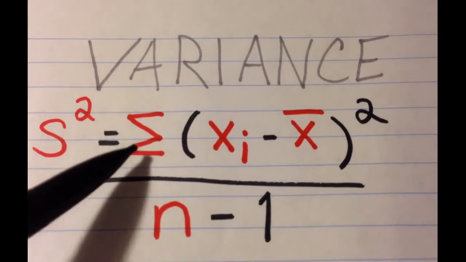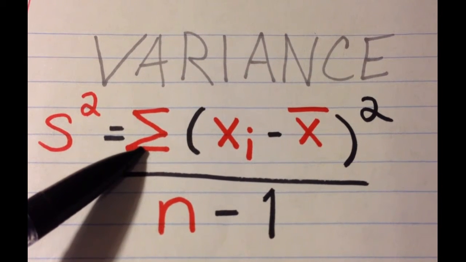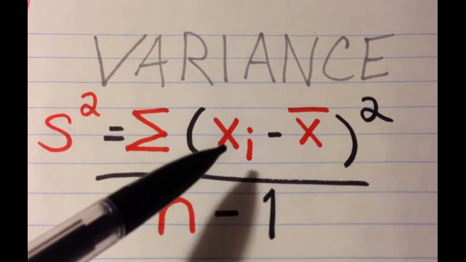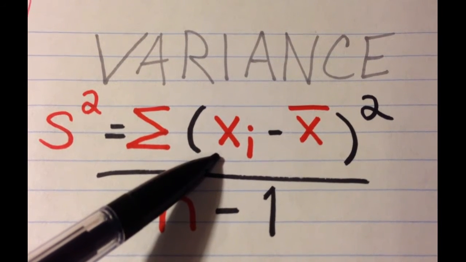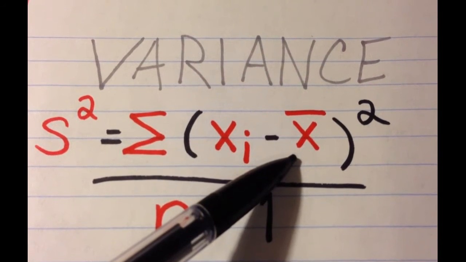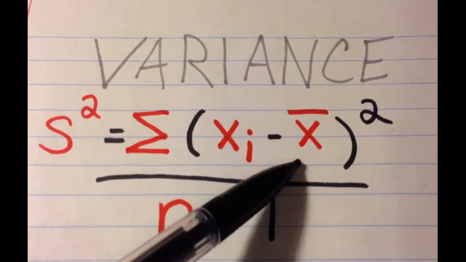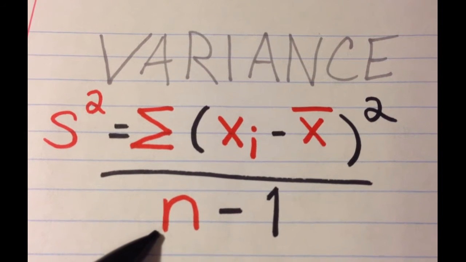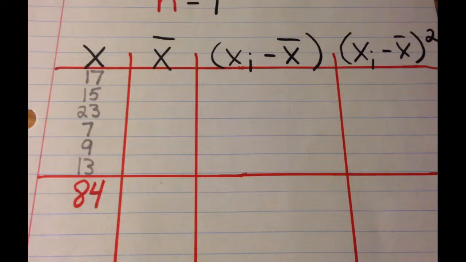Variance. Summation, which means the sum of every term in the equation after the summation sign. Sample observation. This represents every term in the set. The mean. This represents the average of all the numbers in the set. The sample size. You can think of this as the number of terms in the set.